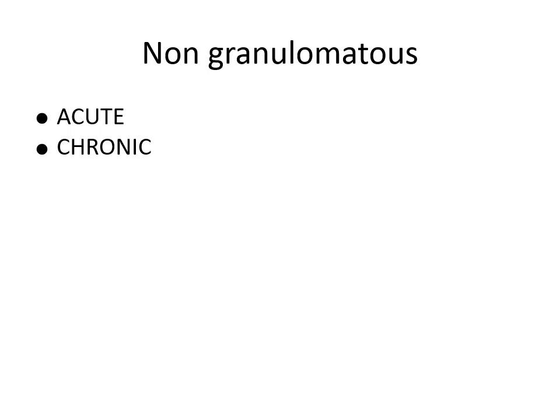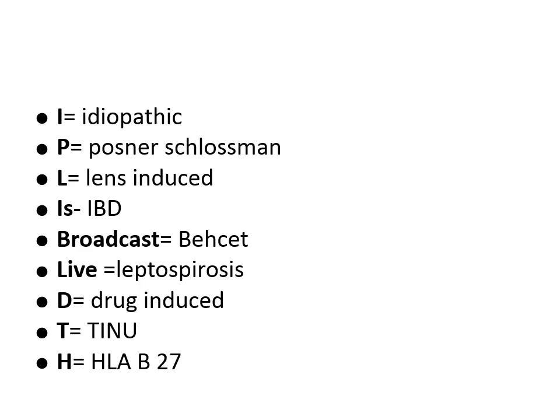Next we come on to non-granulomatous uveitis. Now this again is of two types: an acute and a chronic one. You will have to know the causes of acute non-granulomatous anterior uveitis. So again I've come up with a mnemonic for you: IPL is broadcast live DTH.